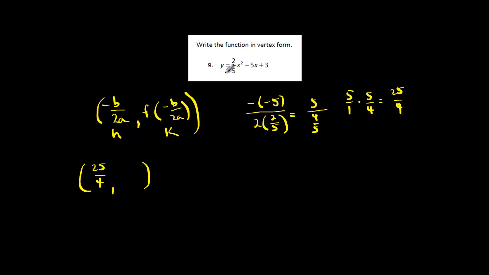So to find out our k value, we're going to have to plug in 25/4 in for x here and here. So we're going to have y equals 2/5 times 25/4 squared minus 5 times 25/4 plus 3.